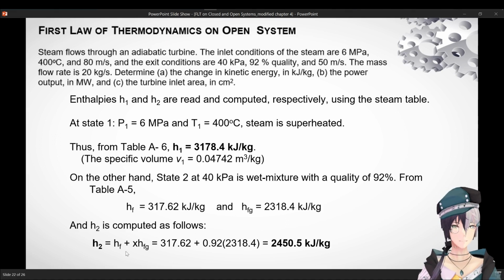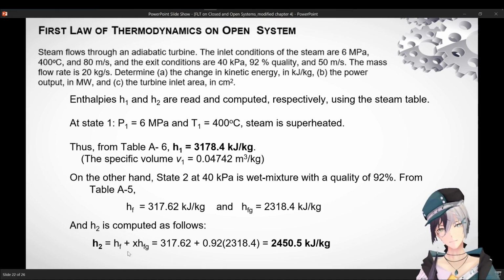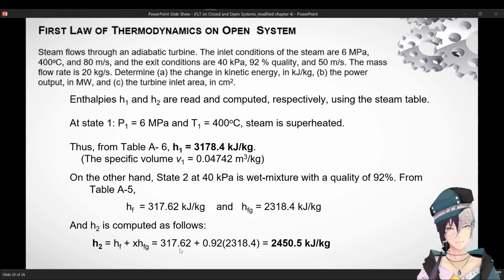So we have discussed this last time in chapter 3. X is quality, so that is 0.92. This is from the table. From the table, we now get an answer: 2450.5.